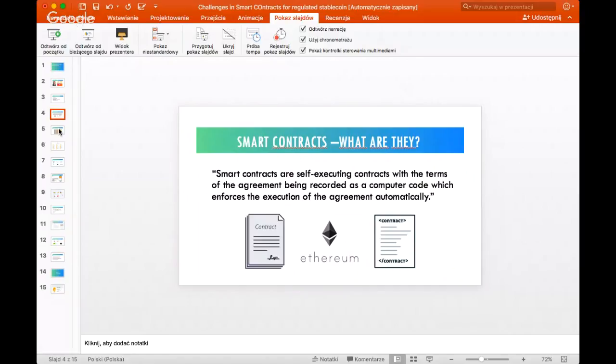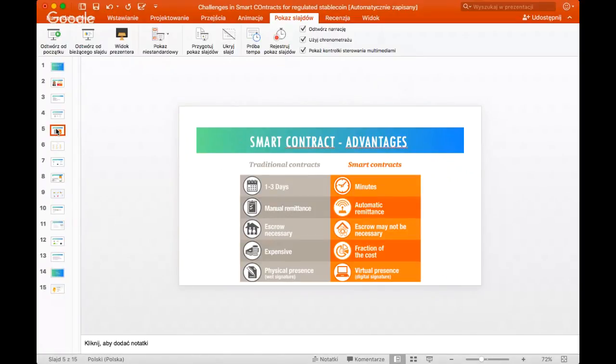Okay, cool. So as we know, the first smart contracts were introduced by Ethereum, although the idea was older. And so why do we really want this automation with smart contracts? There are a number of advantages, and the main advantage is that it just takes less time than the traditional contract. There's also an automatic remittance, which means that the payment can be settled automatically and straight away. Escrow may not be necessary, as opposed to normal contracts.